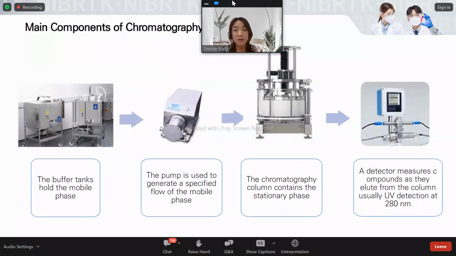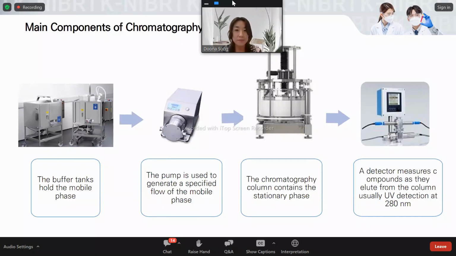Besides resin and buffer, these components are also needed to perform chromatography. A buffer tank holds the mobile phase. And the pump drives the mobile phase through the column. It ensures a consistent flow rate and pressure, which is crucial for maintaining reproducible separation conditions. In downstream processes, chromatography systems often use a dual pump setup for precise control of flow rate.